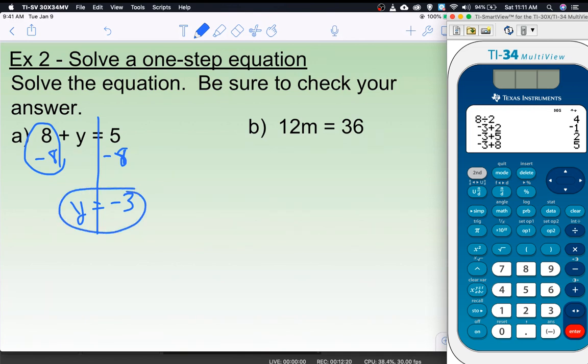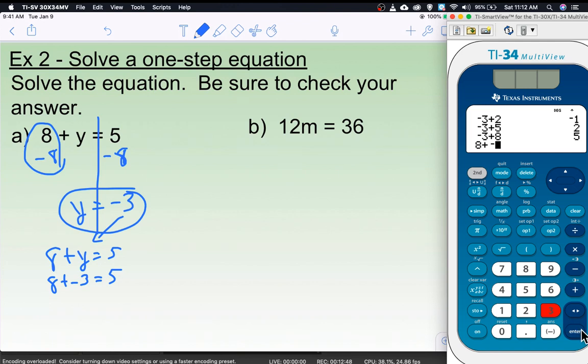This is the proper solution. And I can check my answer the way I just did in the previous few problems. So if I take y equals negative 3 and I plug it back in the original equation, so 8 plus y equals 5. And if I plug in a negative 3 for y, just like we were doing in those previous problems, this math should work out. Is 8 plus negative 3 equal to 5? Well, yes, it is. So I solved the equation, and I was able to check my work to show that that is the correct solution.